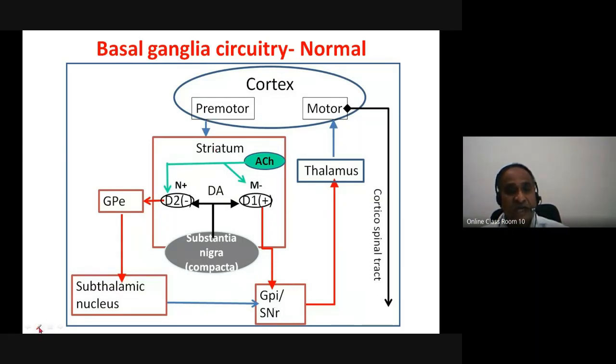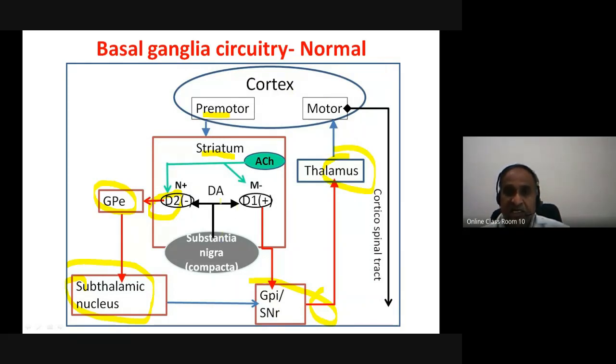So then we have another path that starts with the premotor cortex. Then it comes to the striatum. So here are the D2 receptors. Then comes the globus pallidus externa, and from the globus pallidus externa, it reaches the subthalamic nucleus, and the subthalamic nucleus will talk to the globus pallidus interna or substantia nigra reticularis, and reach the thalamus and motor cortex and subsequent structures.